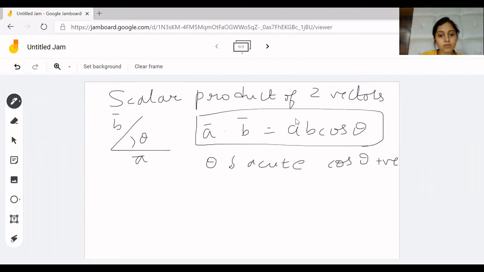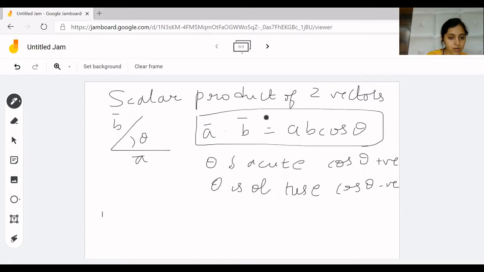Now if theta is an obtuse angle, what will happen to cos theta? It will become negative, and therefore we will get the whole answer as a negative real number. Now if theta is a right angle, what will happen? That is, the angle between the two vectors is 90 degrees, then the dot product would be 0. If theta is a right angle, then cos theta is 0, and therefore ab cos theta will be 0.